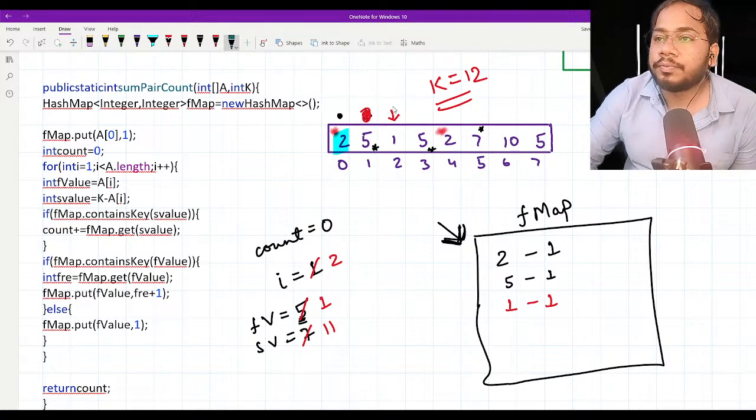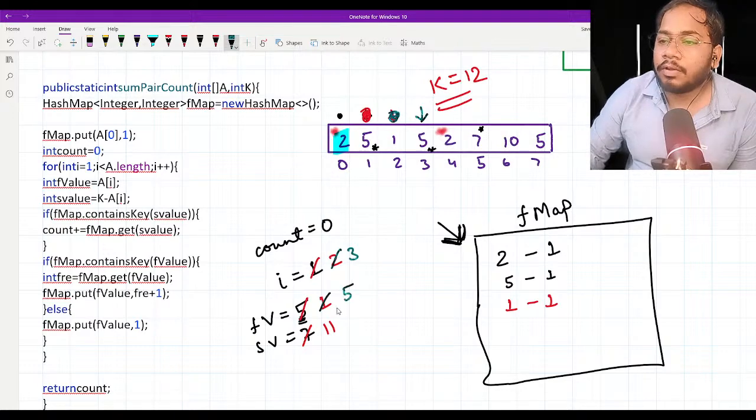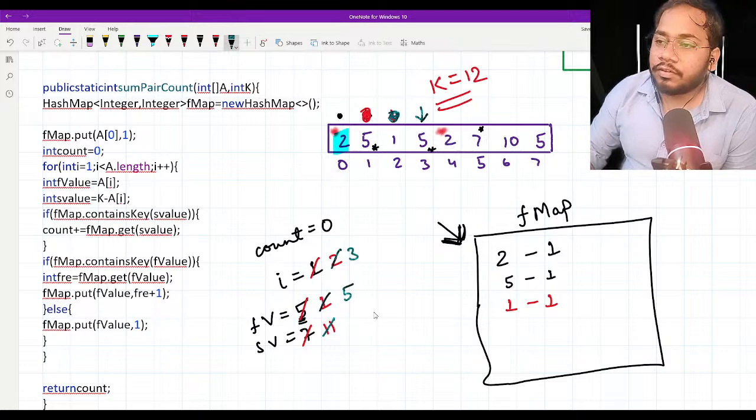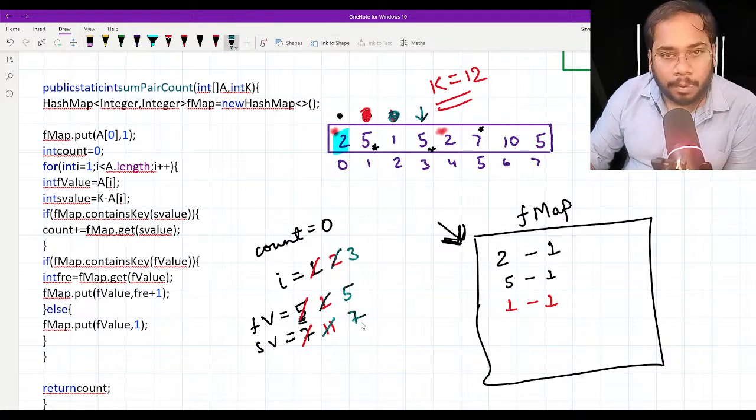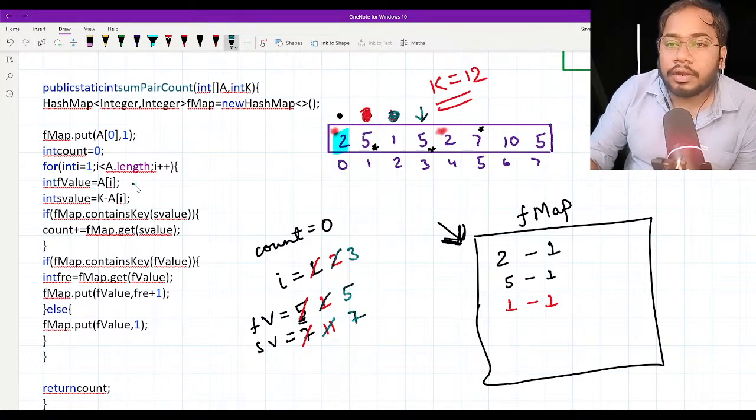Okay, understood. If we are done with this, do i plus plus, so it will be 3. If it is 3, we are here, so this will be 5 now. Please pay so much attention, guys. So the second value is 12 minus 5, that is 7. Is 7 present? We have got the first value and the second value.